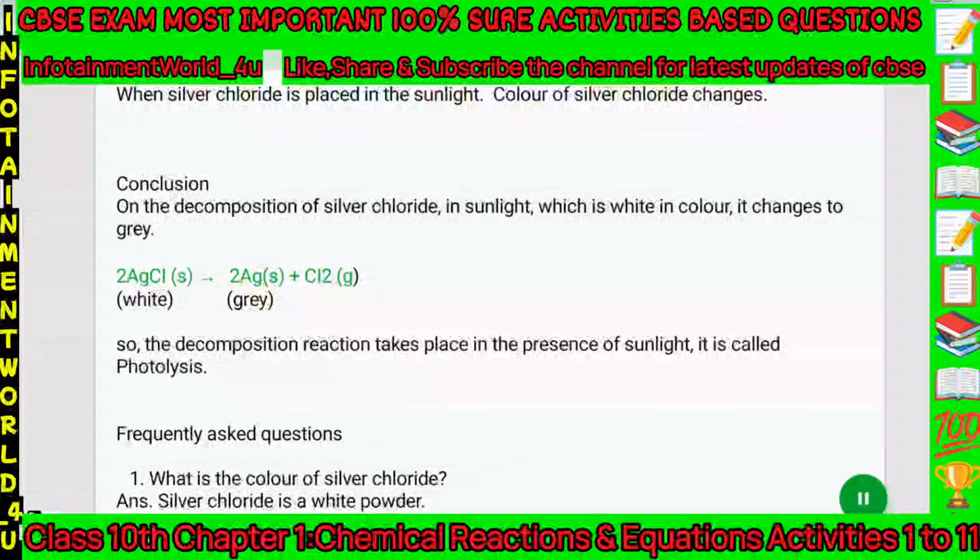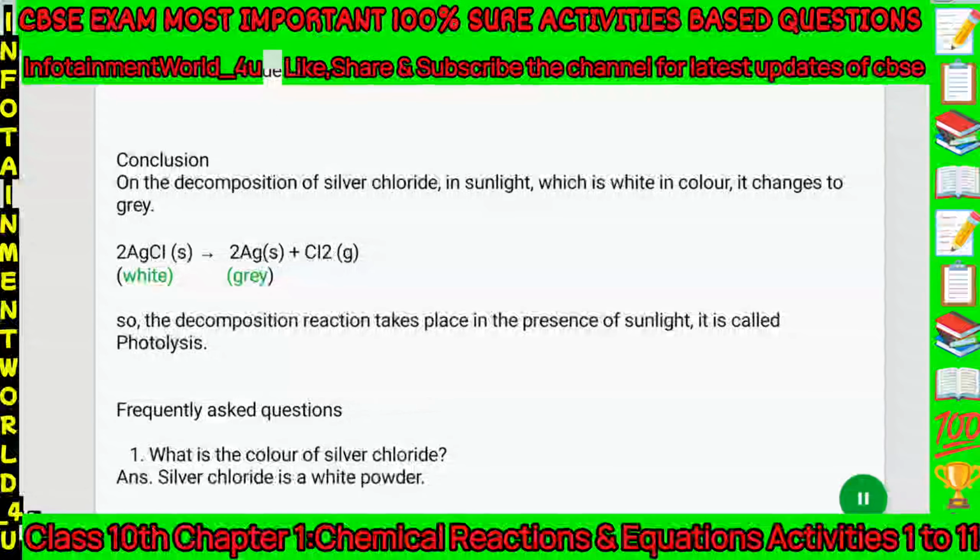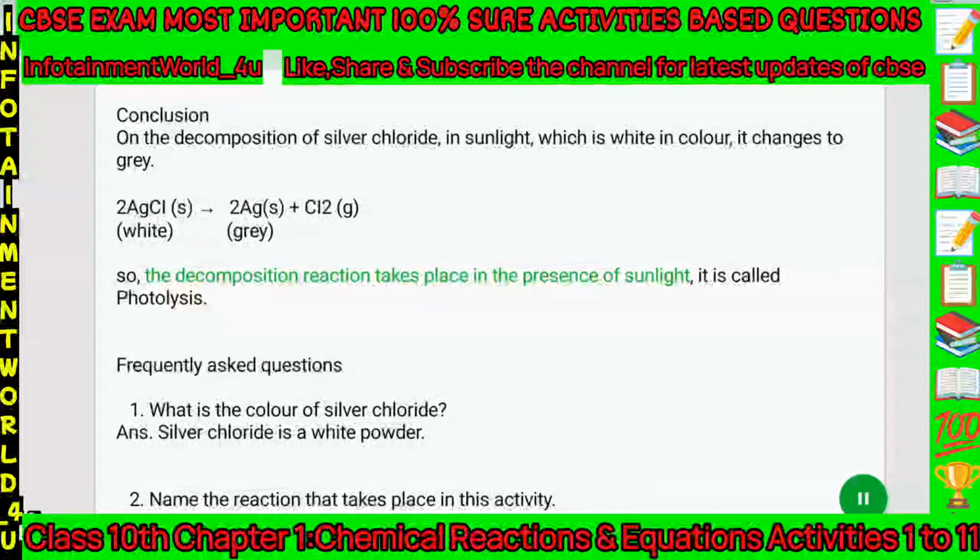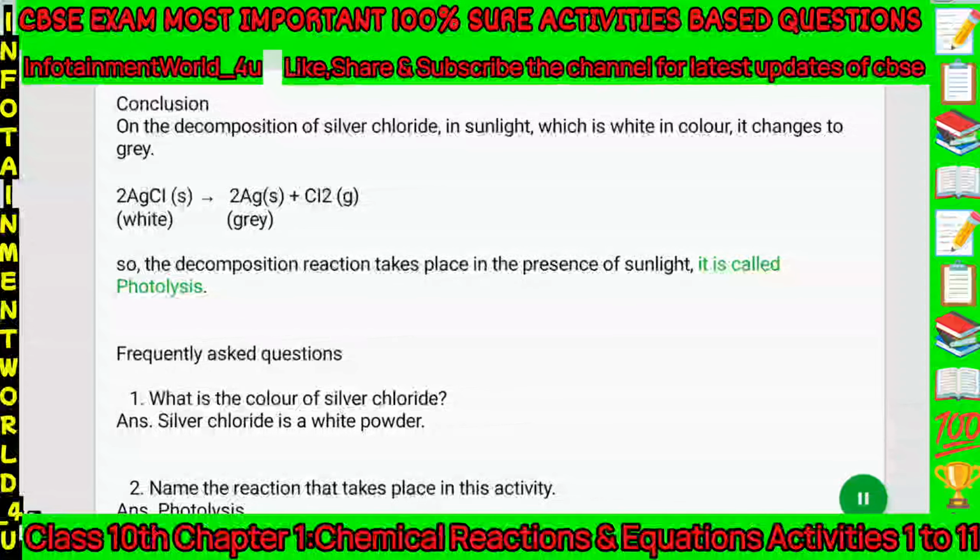2AgCl → 2Ag(s) + Cl2(g). White to gray. When a decomposition reaction takes place in the presence of sunlight, it is called photolysis.